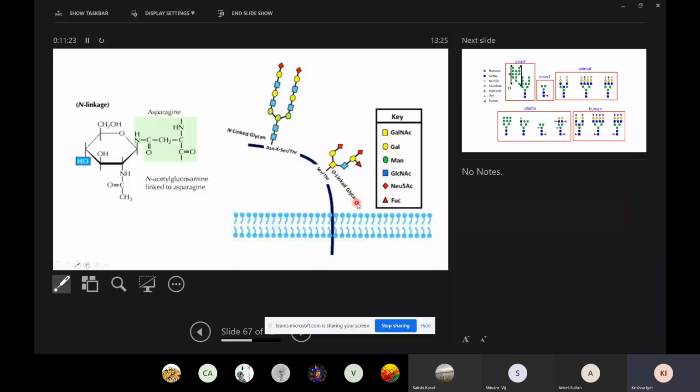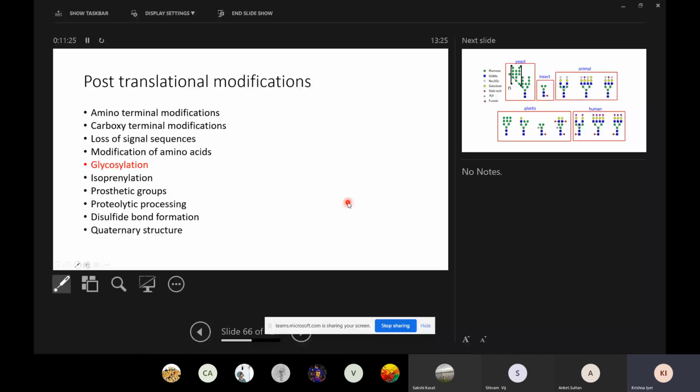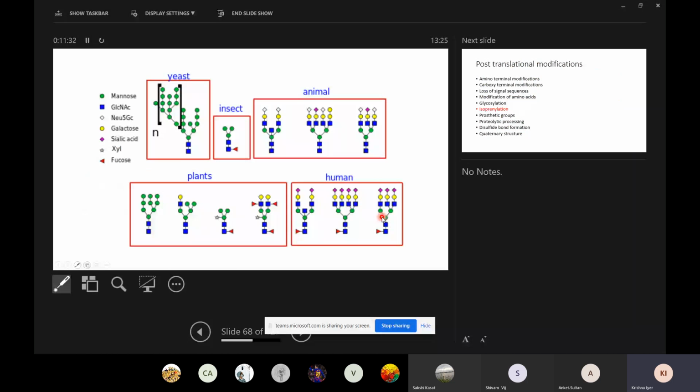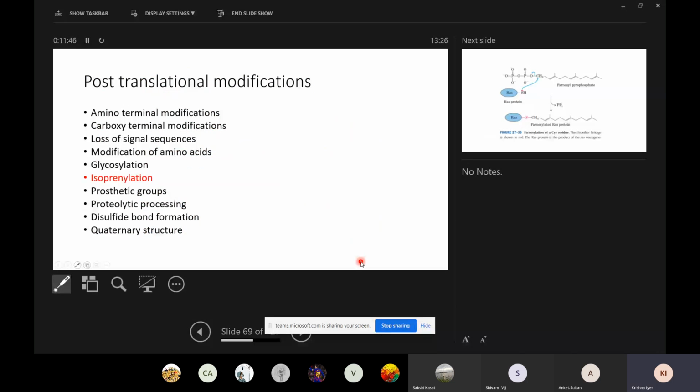And you can have very complex patterns. What I'm showing you is some of the simpler ones, but they can be very elegant and very different. Because of this pattern, you can have different recognition of the surface of the cells by different ligands. Another modification is what we call isoprenylation.